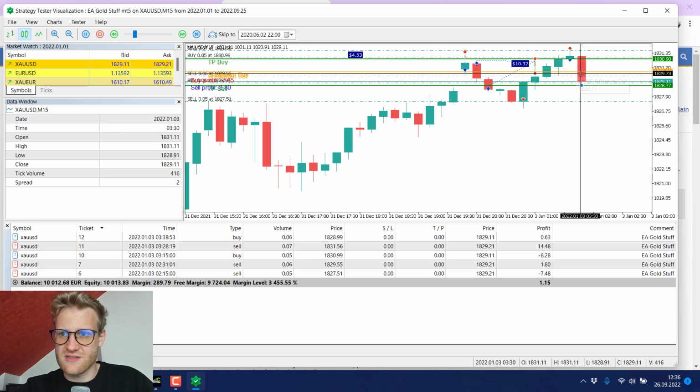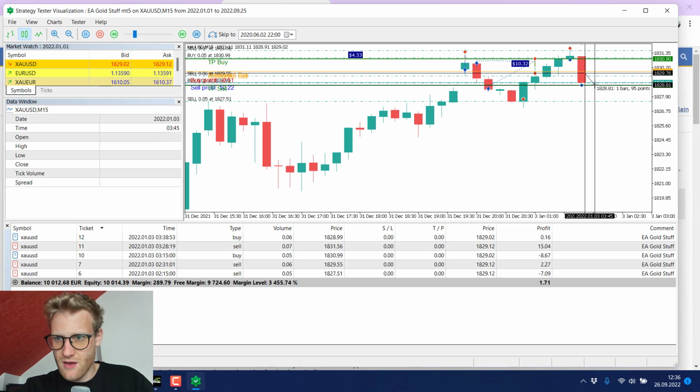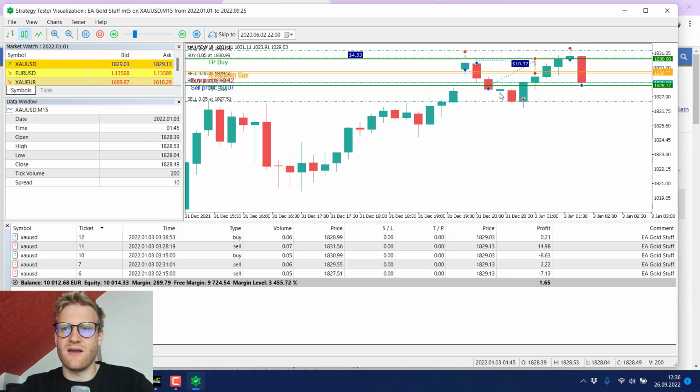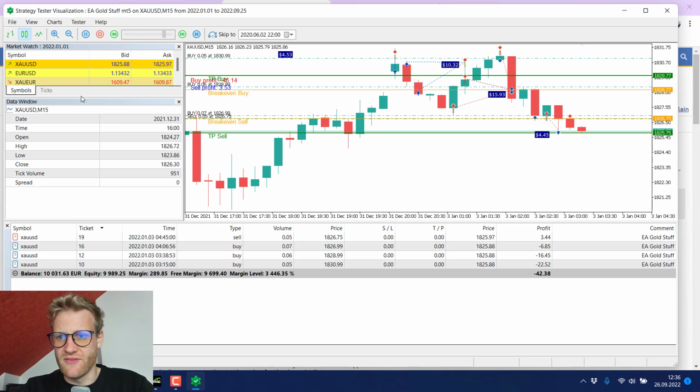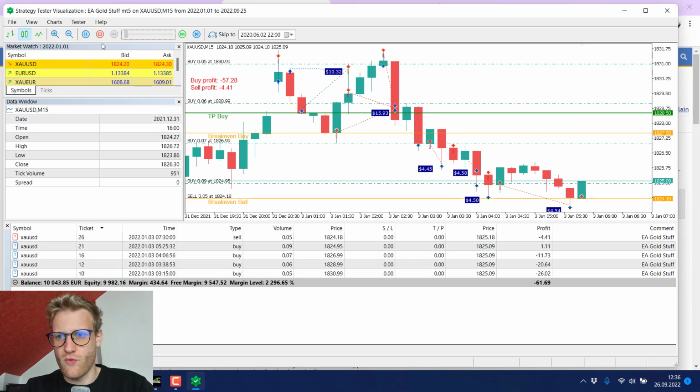here, I think this is the break-even, and this should be the TP. Yeah, I think I didn't really hit the line here, but you can see the TP is still around 100 points away. So this seems to be something that is always the case. And you can see we can also have buy and sell positions open at the same time. So this can only work in a hedging account. And this is pretty much what the program does.